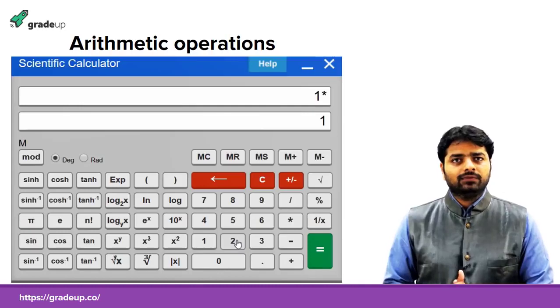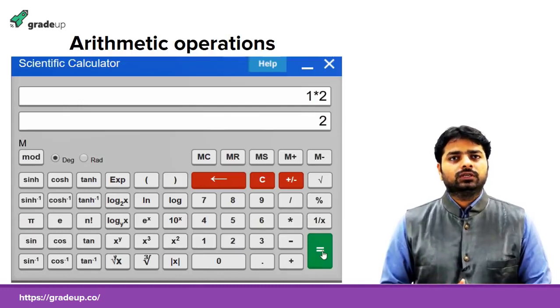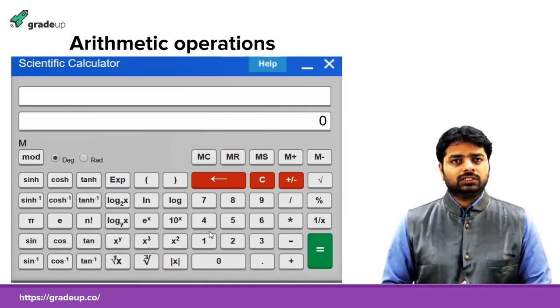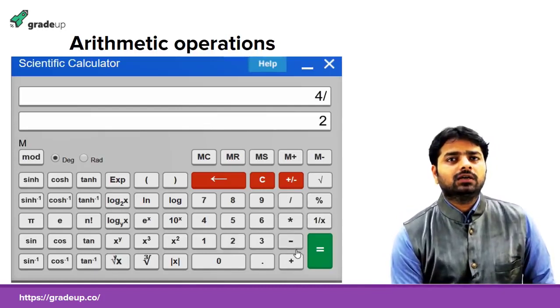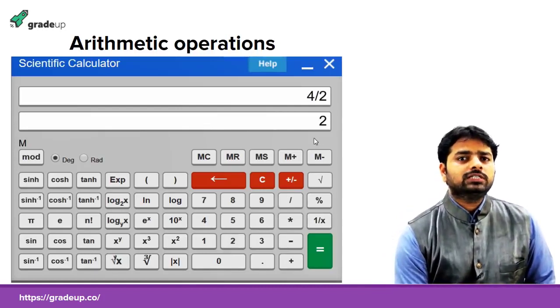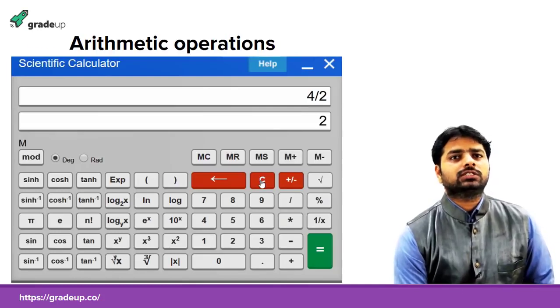Then I am going to multiply. 1 into 2 will be 2. Similarly, you can apply it for division. So I am going to apply 4 divided by 2, which will definitely be 2. So this way you can perform arithmetic operations.